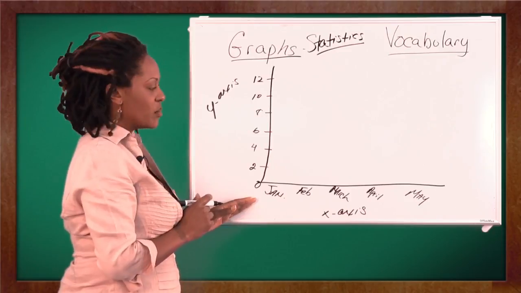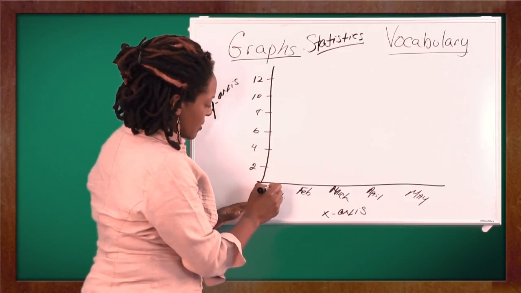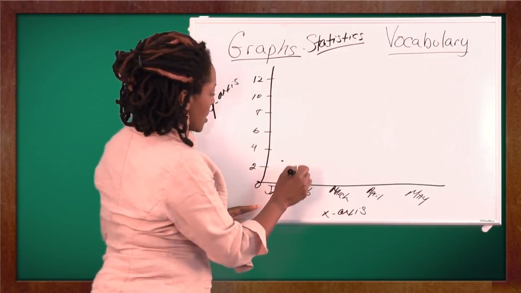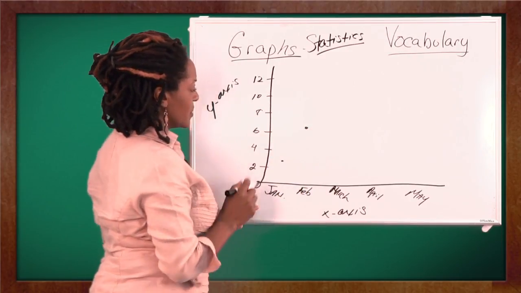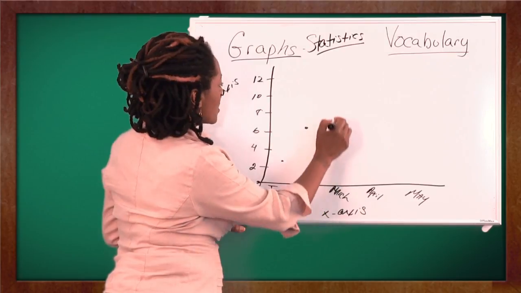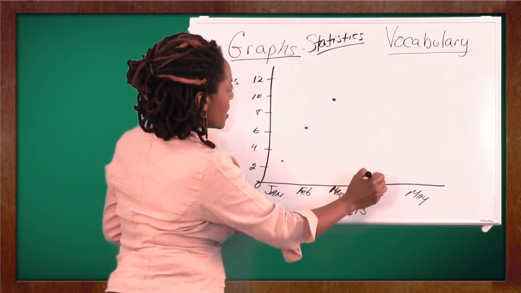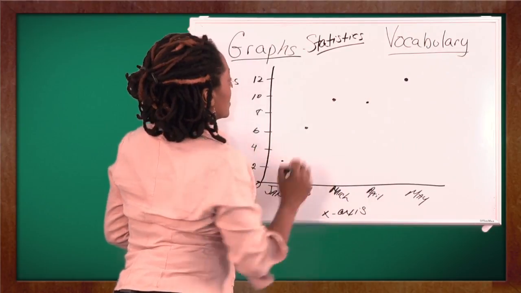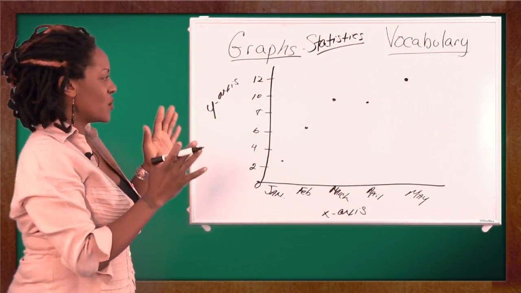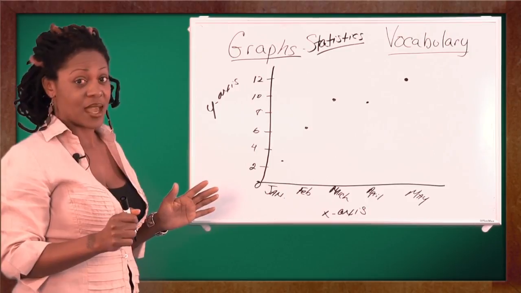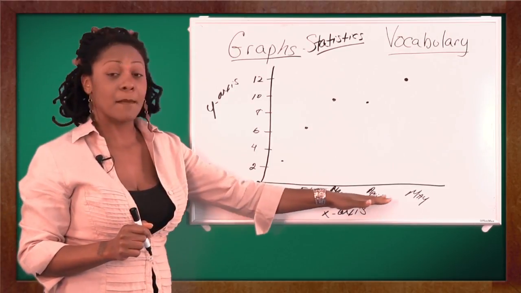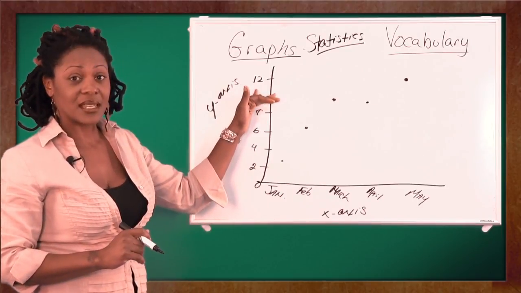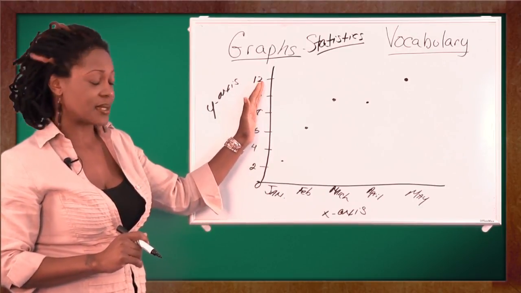So I'm going to start to plot some points. And let's say here at January, our number came up to 3. Here in February, make that right about there. March, April, and May. Good, so what do these numbers mean? What's being represented? We still don't know that yet. All we know is that we're comparing months, so we're going through time, moving forward, and these values keep rising up as we go along the x-axis.